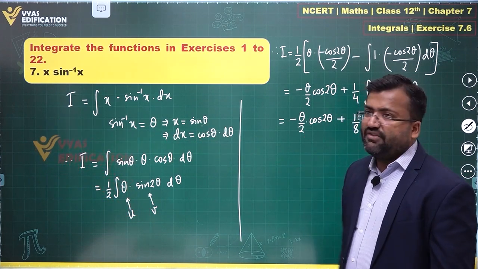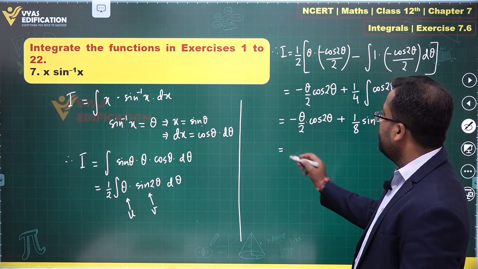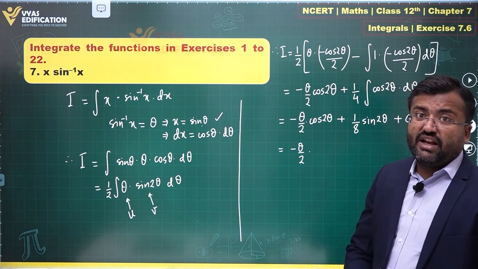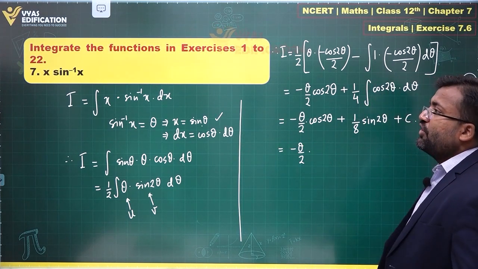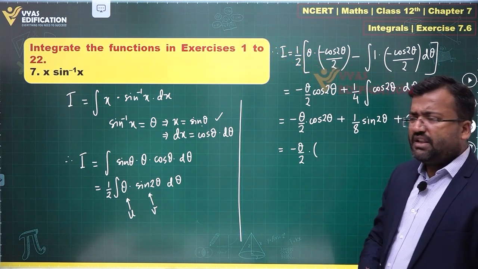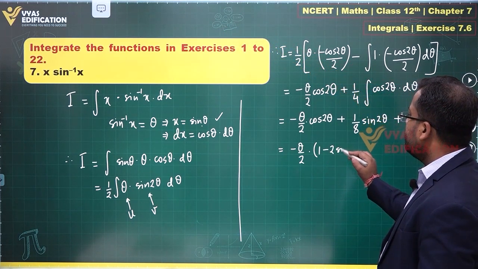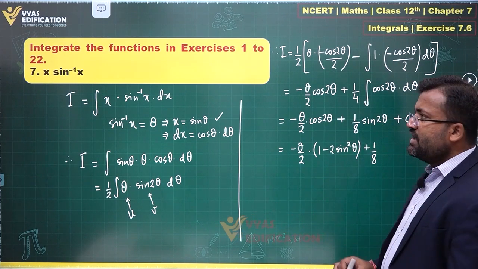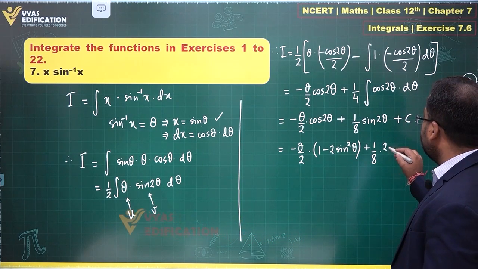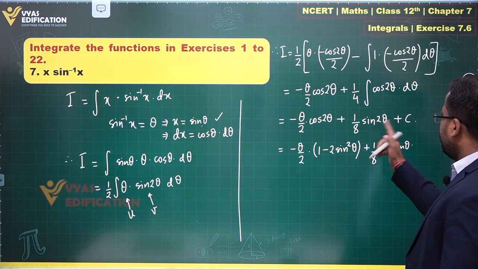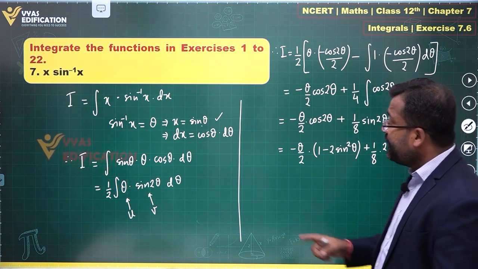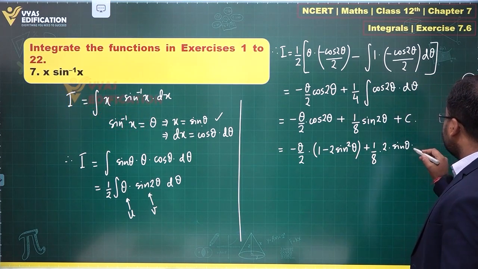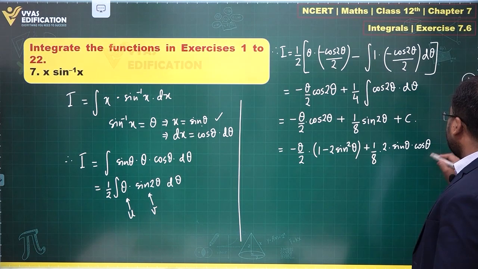In terms of sine theta, if I am able to write that, then it becomes simple, right? So this is minus theta by 2 cos 2 theta. You have to write it in terms of sine theta so that I can replace it with x, right? Cos 2 theta is equal to, you remember, 1 minus 2 sine square theta, plus 1 by 8 sine 2 theta. What is sine 2 theta equal to? Sine 2 theta is equal to 2 sine theta times cos theta. And what is cos theta equal to? In terms of sine theta, you know that cos theta is equal to the under root of 1 minus sine square theta. So I'll write it as cos theta only, plus a constant of integration.